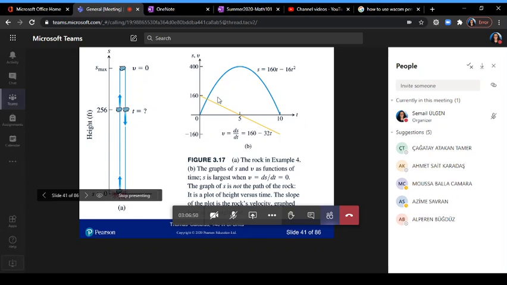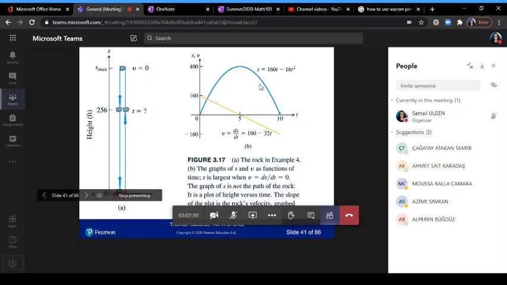Okay, so here's one example. This is the rock in example 4. You don't need to know the details about this. Probably you are throwing the rock. It goes high up and then goes down. Okay, that's what it is, because from this graph I can understand that.